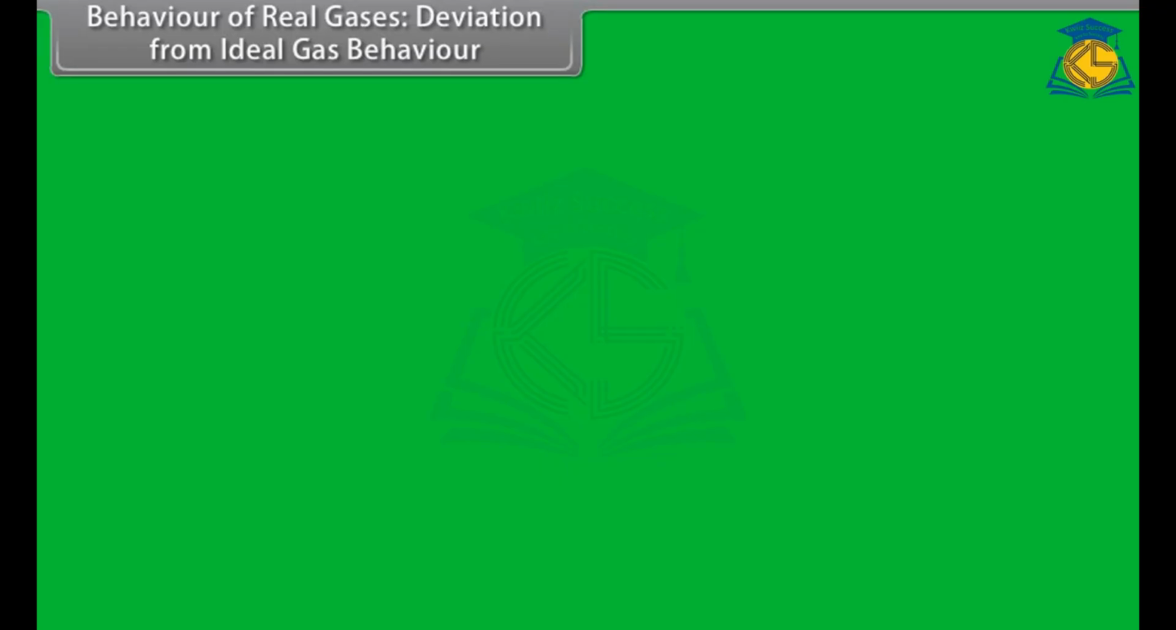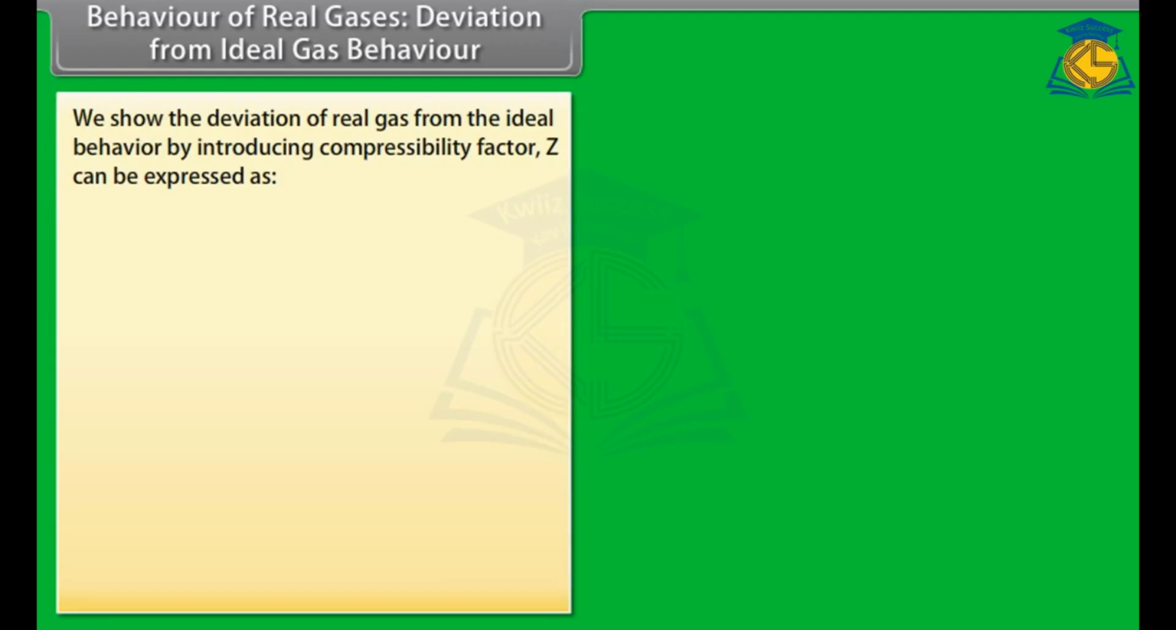Behavior of real gases. Deviation from ideal gas behavior. We show the deviation of real gas from the ideal behavior by introducing compressibility factor. Z can be expressed as Z = PV/nRT. In case of ideal gas, PV = nRT. Hence, Z = 1.